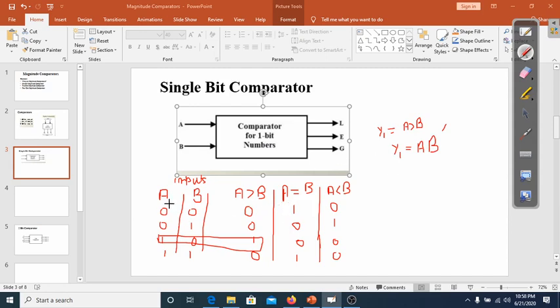In the case when A is equal to B, I can write it as y2. This can be written as A prime B prime plus A B, these minterms.